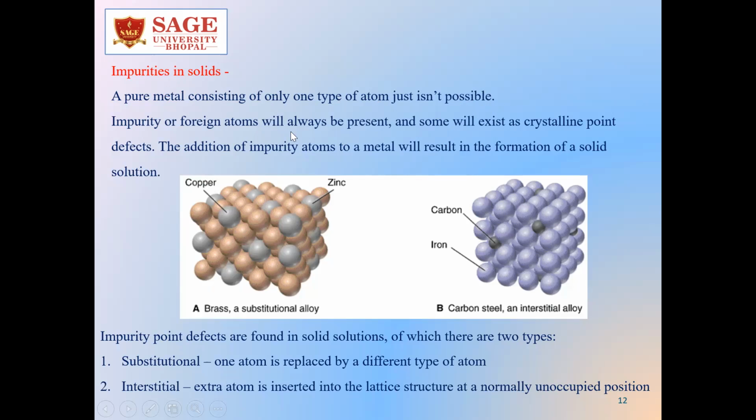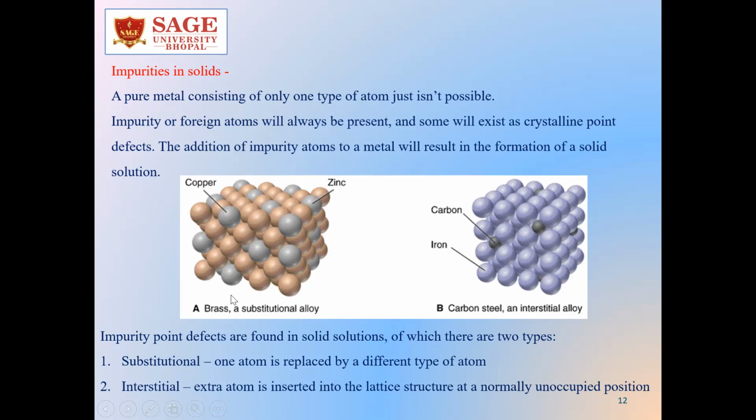Impurities in solid: a pure metal consisting of only one type of atom is not possible. Impurity of foreign atoms will always be present, and some will exist as crystalline point defects. The addition of impurity atoms to a metal will result in the formation of a solid solution. You see here in brass, along with copper, there is zinc. In case of carbon steel, in between the iron atoms, few carbon atoms are there.